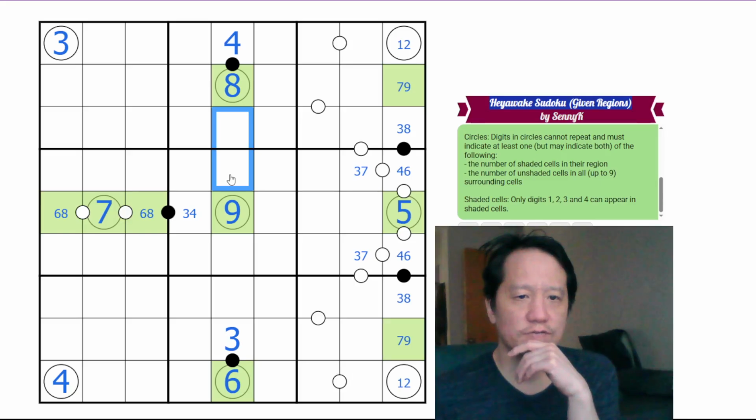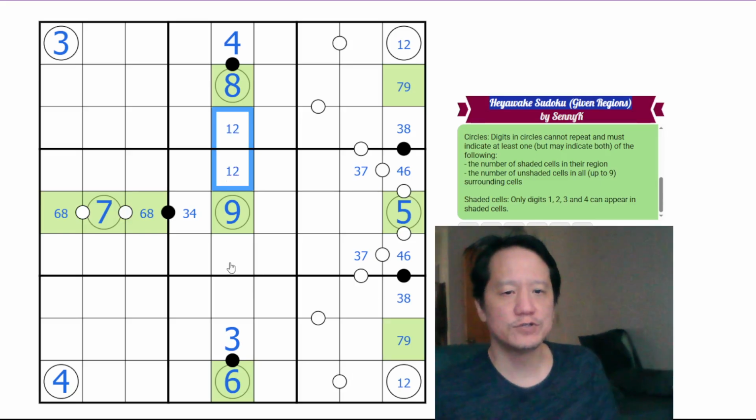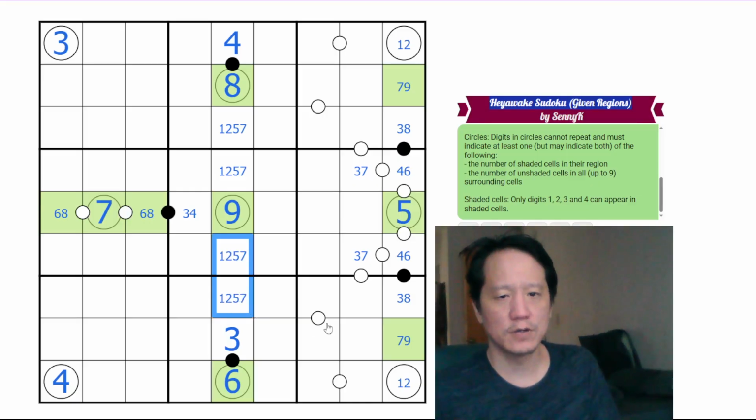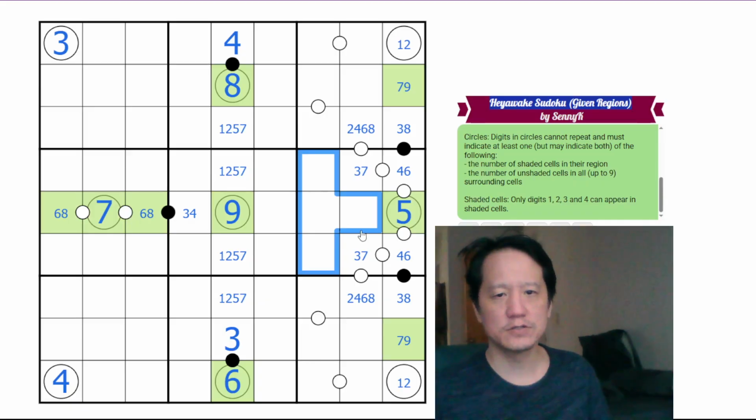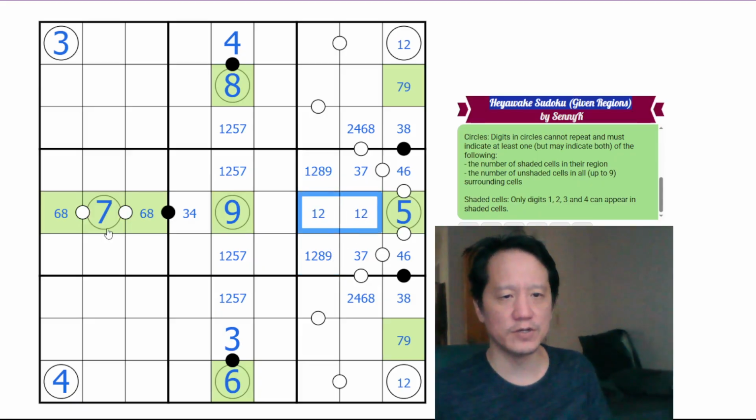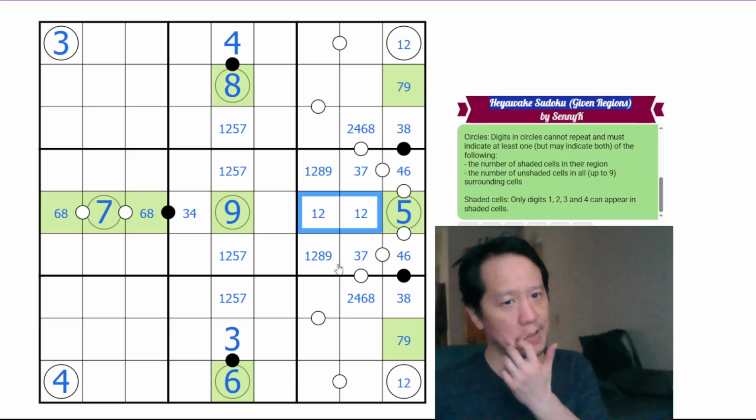Remaining digits of column 5. We have 1, 2, 5, 7. Okay. 3 and 7 are consecutive with 4 and 6 or 2 and 8. Remaining digits of box 6 are 1, 2, 8, 9. 9 cannot be either of these. 8 can't be either of these because of the 6, 8 pair in the row. So this is 1, 2 as a pair.